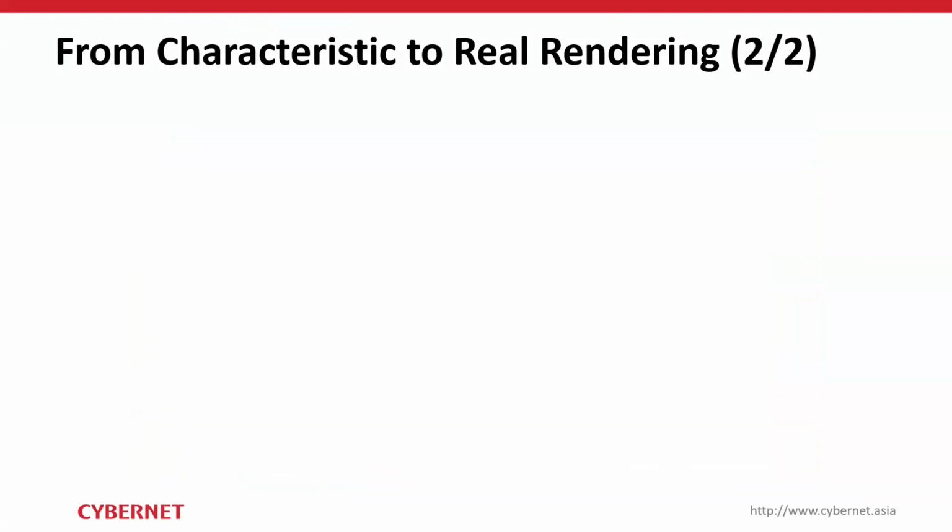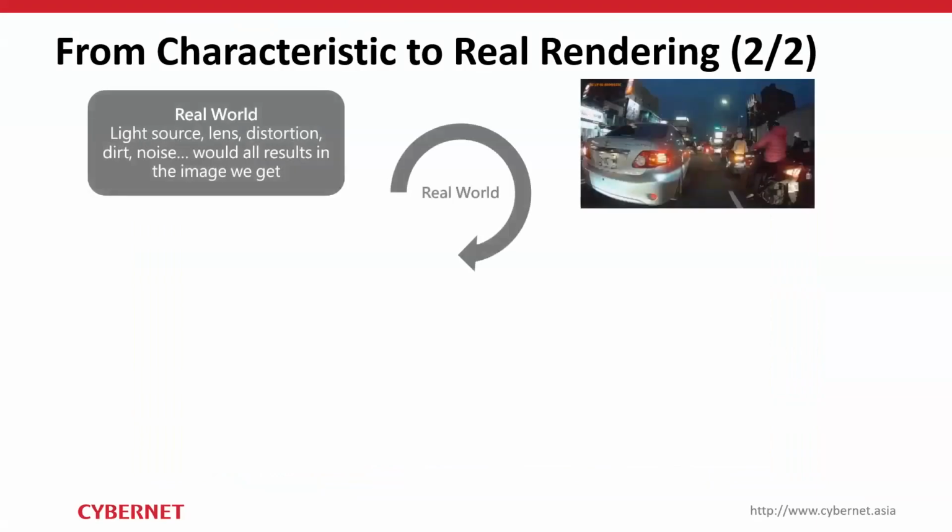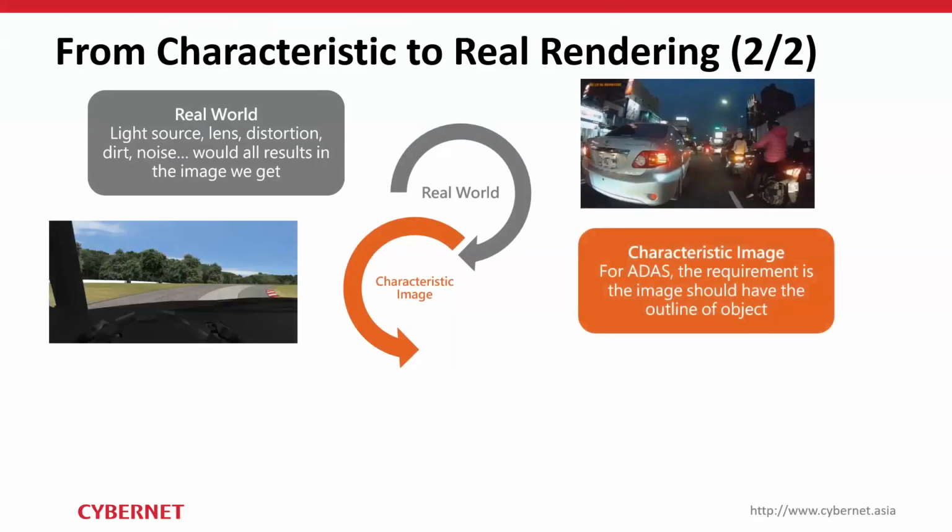Let's see what we have in the real world. In the real world, we have lots of light sources and camera lens distortion. We will probably get some dirt and noise. All of these will result in the final image we get. And what is the characteristic image? The characteristic image is for ADAS systems. The requirement of the image is based on whether we can get the outline of objects. If we can see the outline of the front vehicle, the image is good enough.